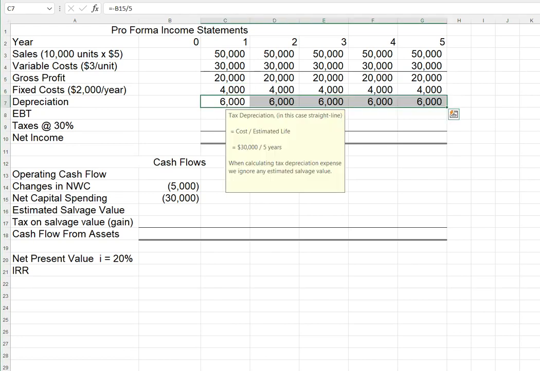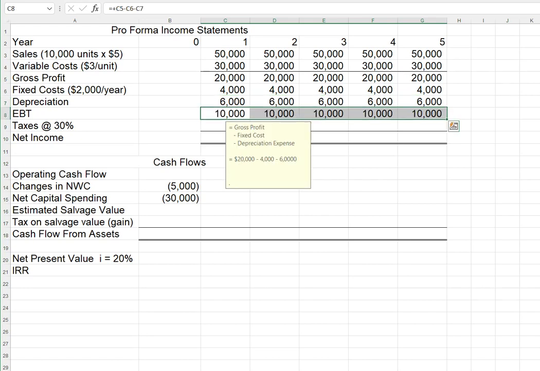Our depreciation expense will be $6,000 a year. Again, this is tax depreciation. In this case, we're going to assume we've elected the straight line basis. And we take that estimated cost, or our cost of $30,000 spread over our estimated life of 5 years, and we get $6,000 a year. Notice that when we calculate our tax depreciation expense, we ignore any estimated salvage value.